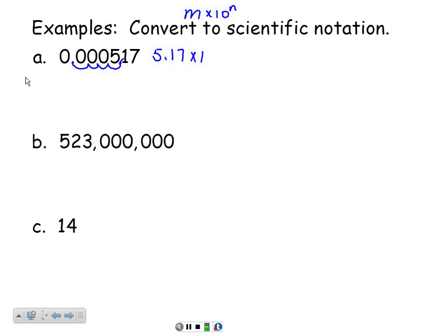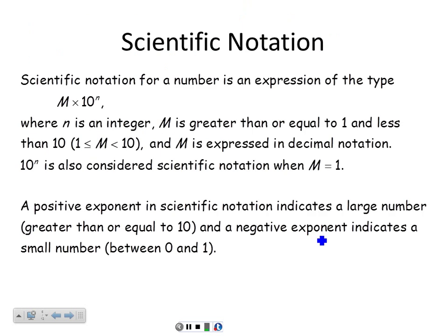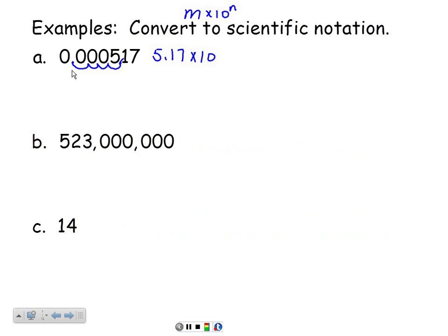Now, times 10 to the what number? Well, I started out with a tiny, tiny decimal, and remember what I told you on the previous slide. If you see a negative exponent, you're talking about a number between 0 and 1. Well, our initial number, 0.000517, falls between 0 and 1. So that tells me I'm going to have a negative exponent. So negative what? How many times did you move the decimal? 1, 2, 3, 4. So 5.17 times 10 to the negative 4 power is what your exponent is going to be. And so this is scientific notation.